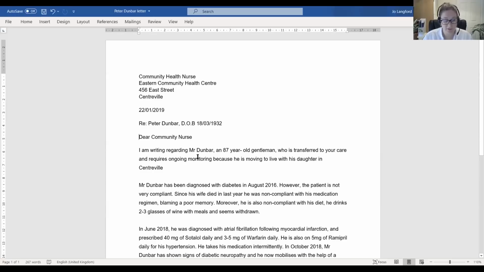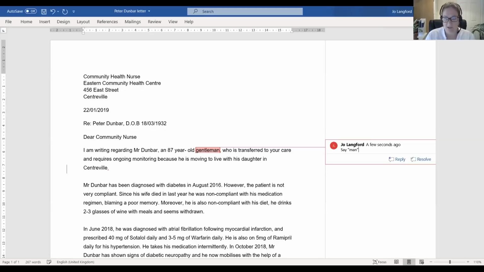So let's have a little read of the first paragraph. "I'm writing regarding Mr. Dunbar, an 87-year-old gentleman who is transferred to your care and requires ongoing monitoring because he's moving to live with his daughter in Centerville." So immediately we can see there's no full stop there. "I'm writing regarding Mr. Dunbar," that's fine, "an 87-year-old gentleman." I wouldn't say gentleman, it's not really appropriate. It's a little bit old-fashioned, so I would write, say, man. But I would also perhaps suggest not putting the age here. I would actually cut that out.